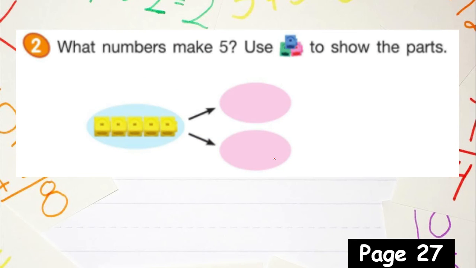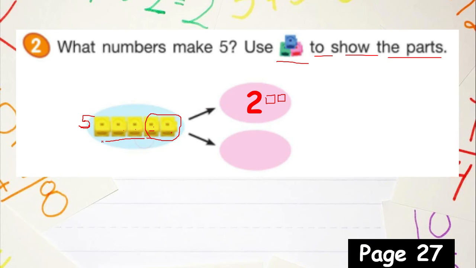Next, what number makes 5? Use the cubes to show the parts. Okay, so I did not put some cubes here, but rather I wrote some numbers. We have here 1, 2, 3, 4, 5 cubes. So we're going to look for a number that if you add them together, they will get 5. We have here 2. We will put here 2 cubes. 1, 2. We're going to draw here 2 cubes. And then we finished this already.